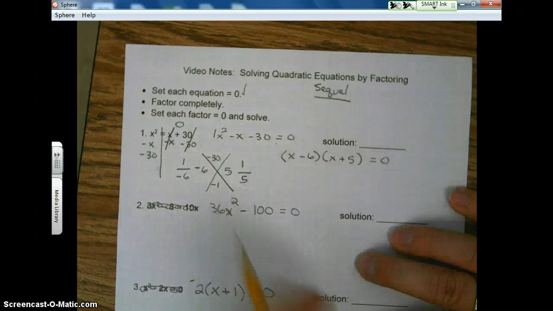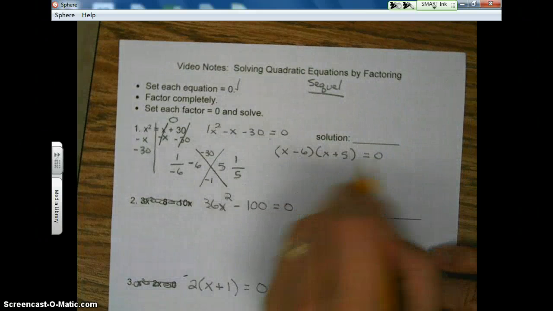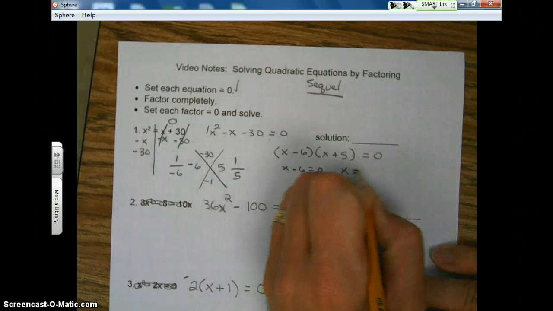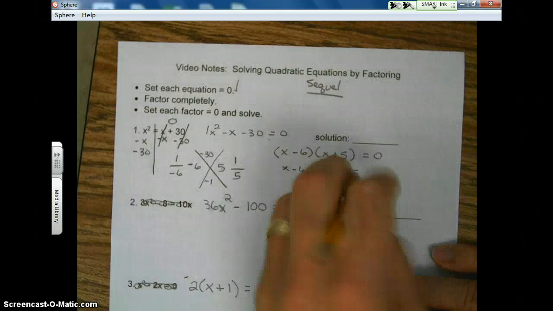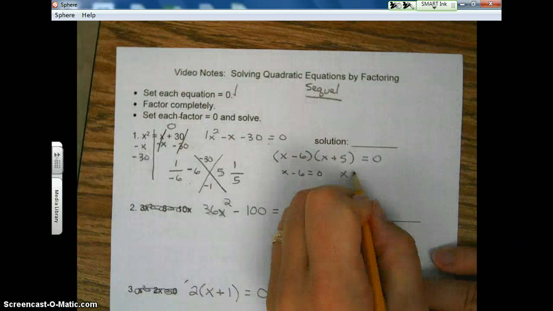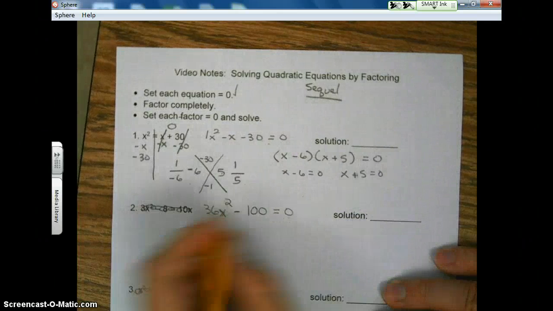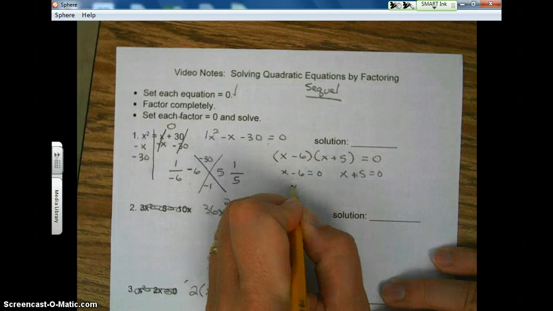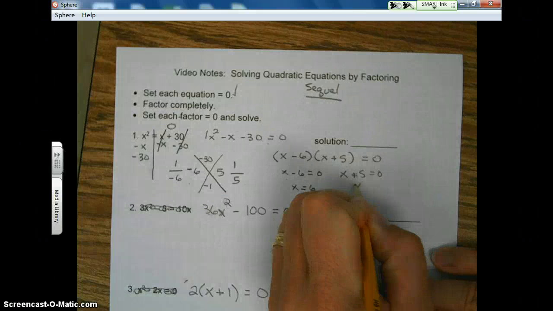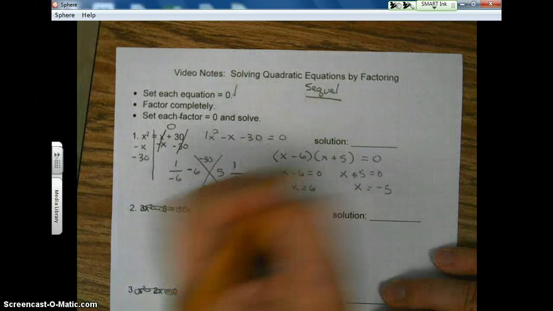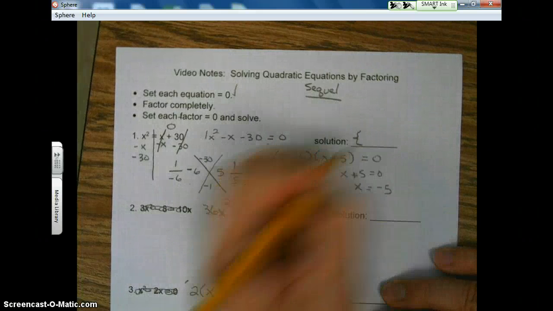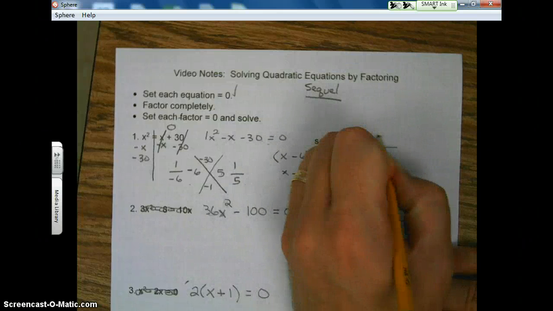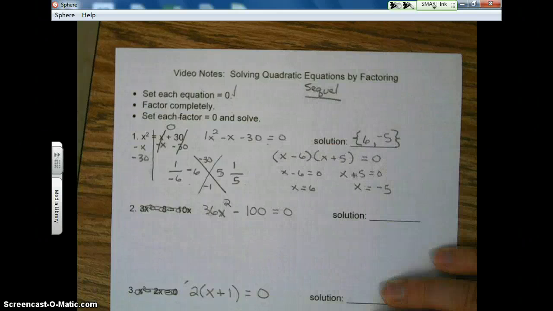equals 0. Set each factor equal to 0. Oops, got ahead of myself. And solve. So my solution is going to be x equals 6 and x equals negative 5. I'm going to put it in set notation. So 6 and negative 5 are my solutions.